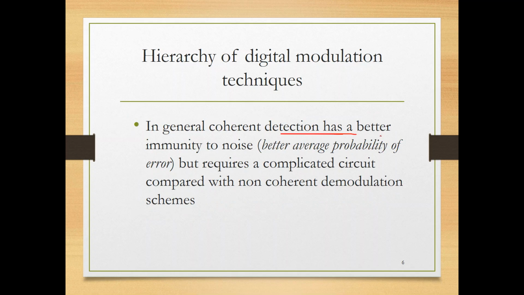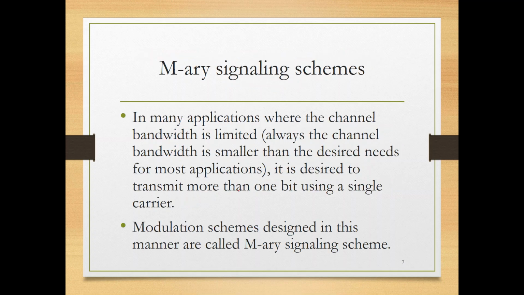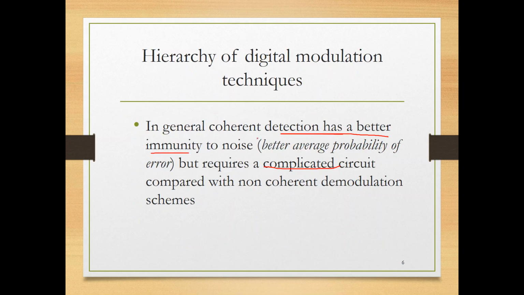So this is what I said. Coherent modulation has better bit error rate, which means it's robust. It has immunity to noise, doesn't get affected by noise too much, but requires a complicated circuit, as I just mentioned, whereas non-coherent is the opposite of that.